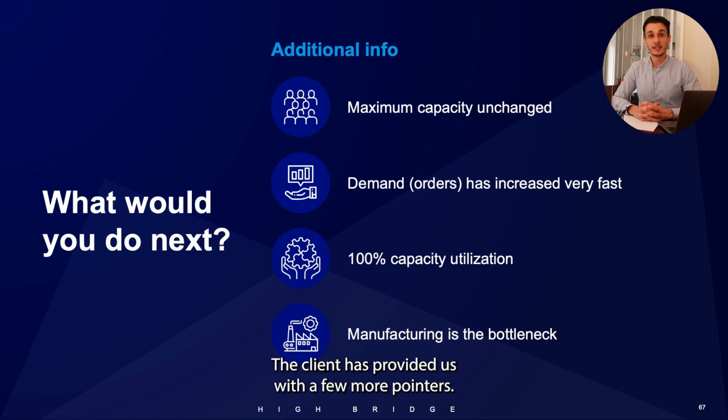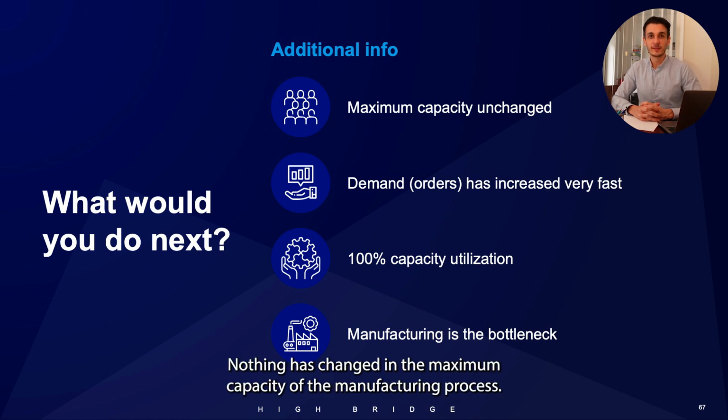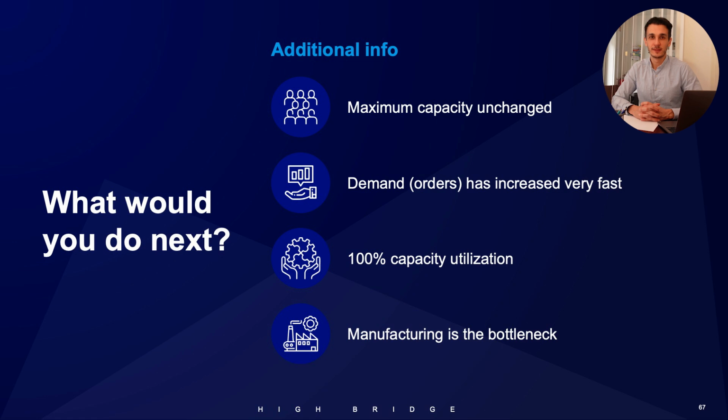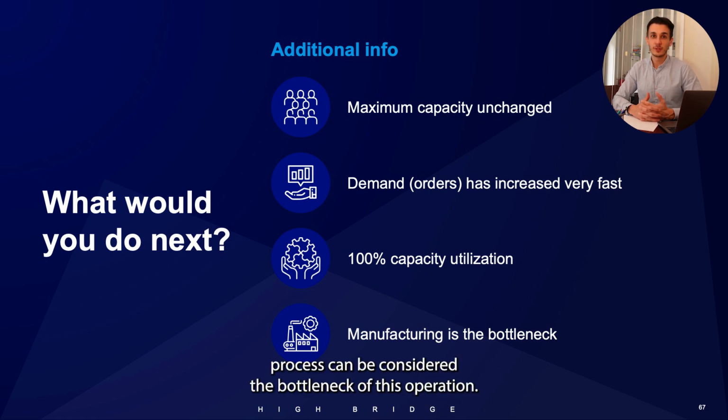The client has provided us with a few more pointers. Nothing has changed in the maximum capacity of the manufacturing process. However, as you've seen, demand has increased very fast. And as a result, the client is operating at 100% capacity utilization. The entire manufacturing process can be considered the bottleneck of this operation. What would you do next?